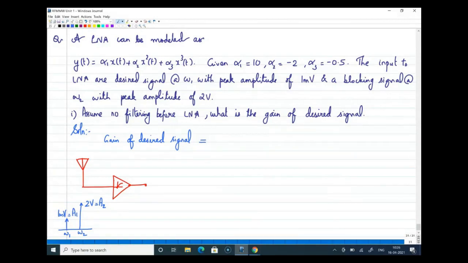Sir, is it alpha 1 plus 3 by 4 alpha 3 A1 square plus 3 by 4 alpha 3 A2 square? The third term is not 3 by 4. It is 3 by 2. Thank you, Rahul. So it is alpha 1 plus 3 by 4 alpha 3 A1 square plus 3 by 2 alpha 3 A2 square. Yes, this is the gain of the desired signal. And please calculate and let me know what is the numerical value.